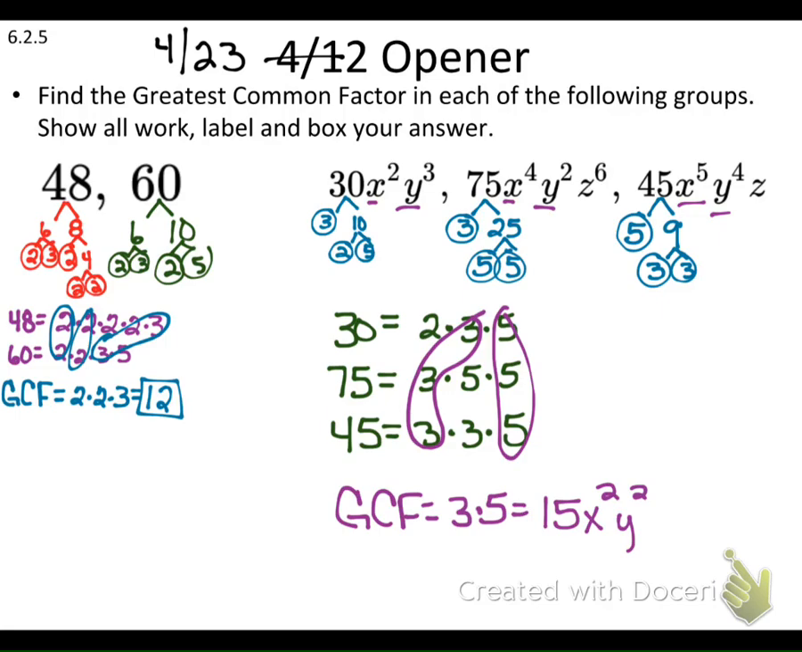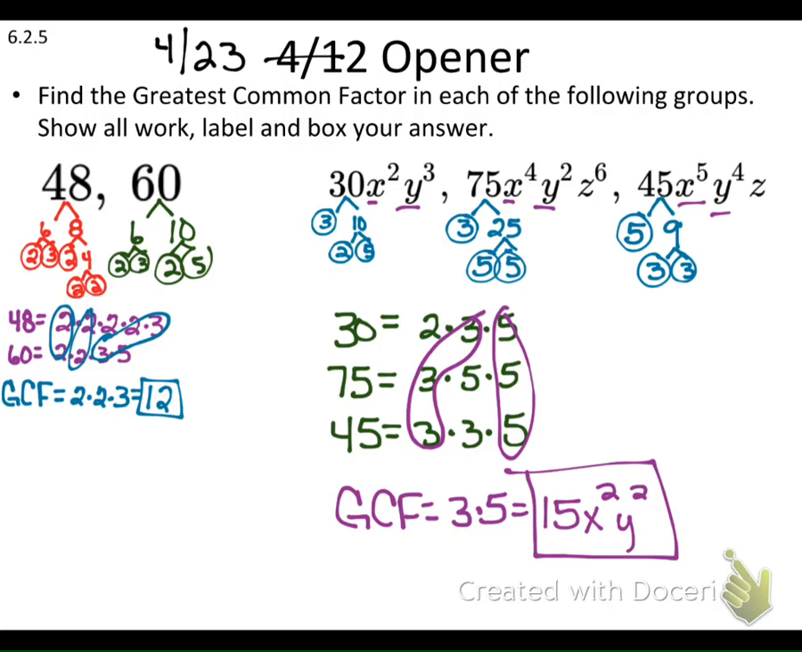So my greatest common factor here is 15x squared, y squared. This greatest common factor is going to play a role on the back side of our opener. The back side of our opener is what we're going to learn today. Okay? So if you notice, Mackenzie has her opener flipped over right now, and it says, factor the following polynomial using your greatest common factor you found on the front.